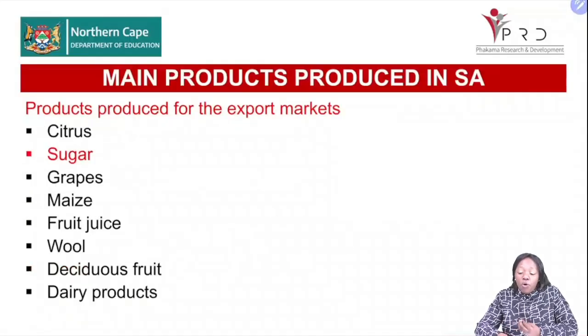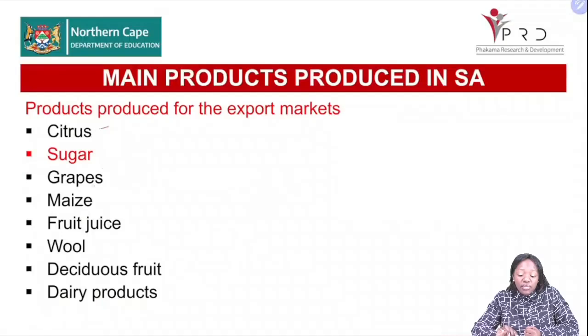Then for the export market again, these are the products that go from South Africa to different countries. We've got the citrus. Remember the citrus we're talking about, your oranges, it's part of your citrus fruits, the ones that are more vital in winter. Then we're talking about sugar. Sugar again is being farmed in South Africa, and then it gets exported into different countries.